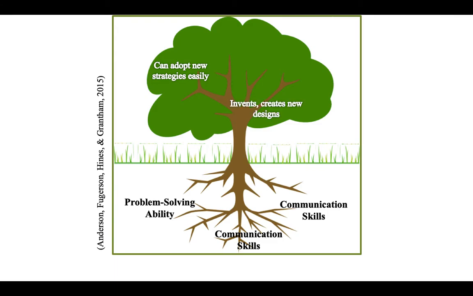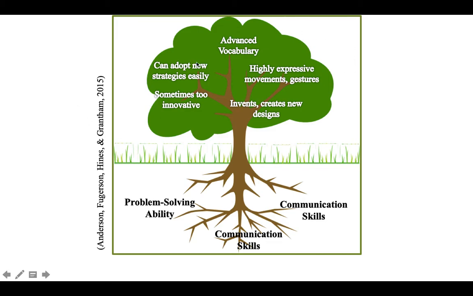We could see that they adopt new strategies easily. We could also see that students invent and create new designs. They could seem at times too innovative, meaning they're good at breaking the rules. They could have a very advanced vocabulary. And you may also recognize that they're highly expressive with movement and gestures. In the classroom, it would be very easy to recognize these branches, but it's hard to look underneath the ground and see the roots.